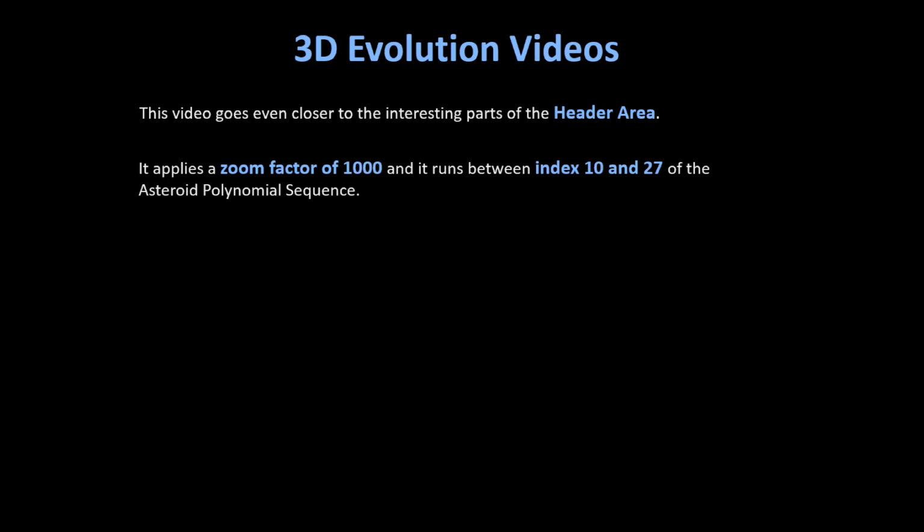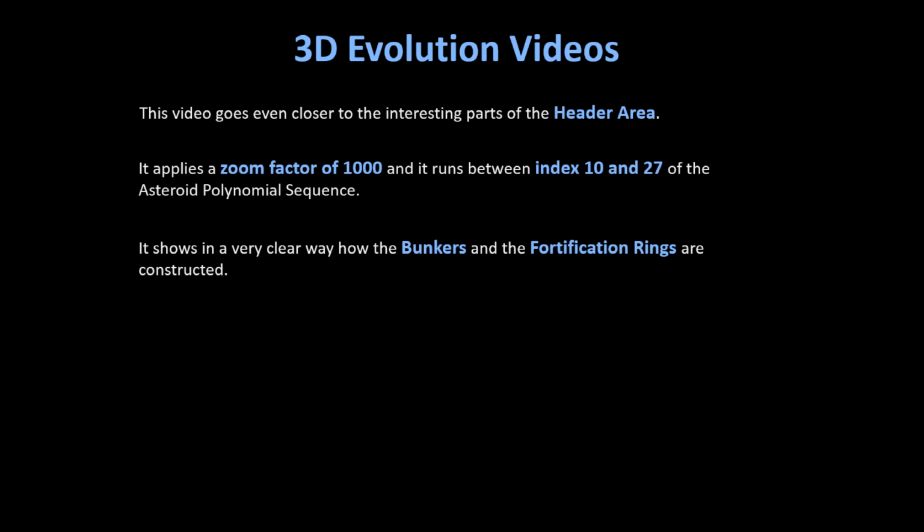This video goes even closer to the interesting parts of the header area. It applies a zoom factor of 1000 and it runs between index 10 and 27 of the asteroid polynomial sequence. It shows in a very clear way how the bunkers and the fortification rings are constructed.